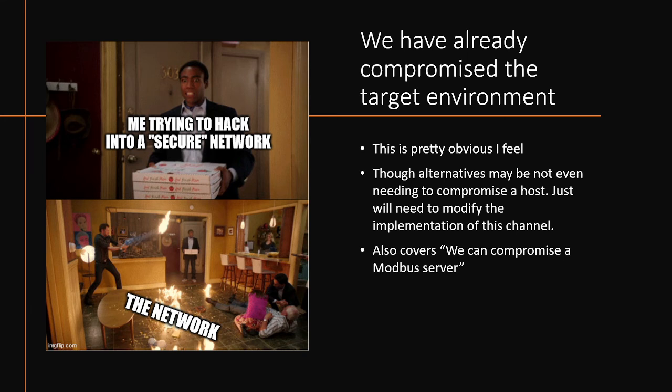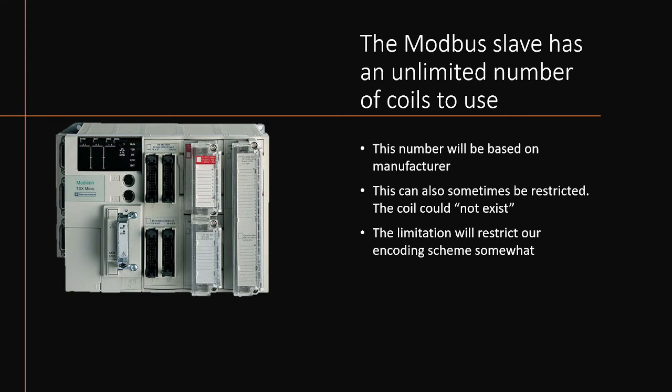As for Modbus servers, sometimes they're even just on the internet, because that's an unfortunate thing that occurs sometimes. So the Modbus slave has an unlimited number of coils to use. Kind of like what I was saying before, it's really just based on the PLC or whatever device it is. It may not have an unlimited amount of coils, and it might error back at you if it doesn't have enough to satisfy the request that you're making. So that can not only limit what we're doing as far as communication, but can also add some extra red flags on the wire.